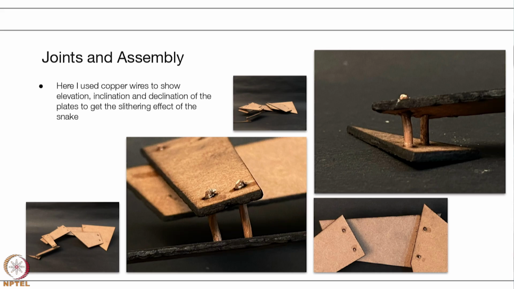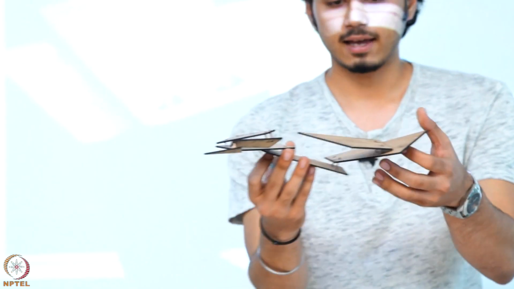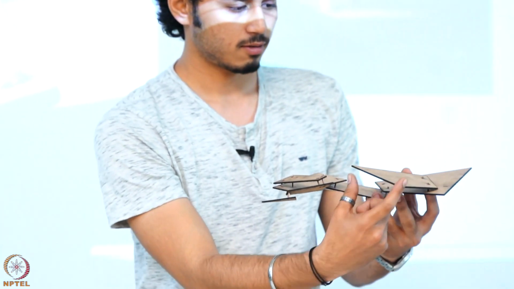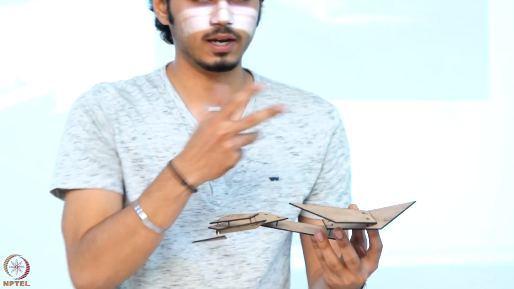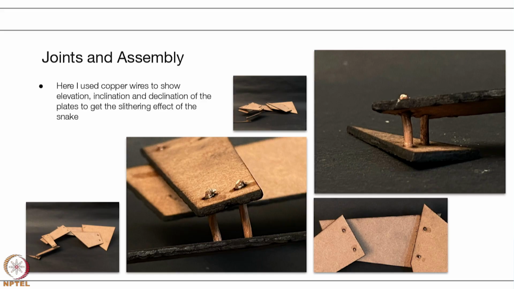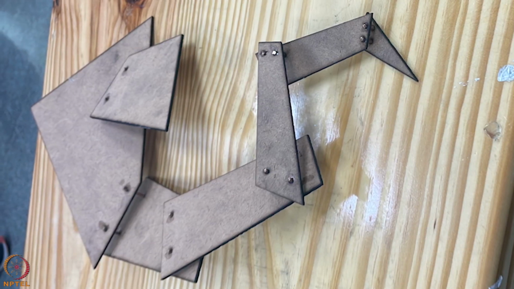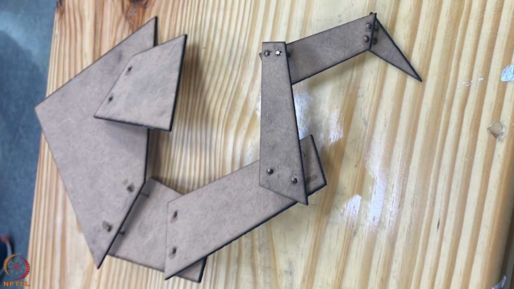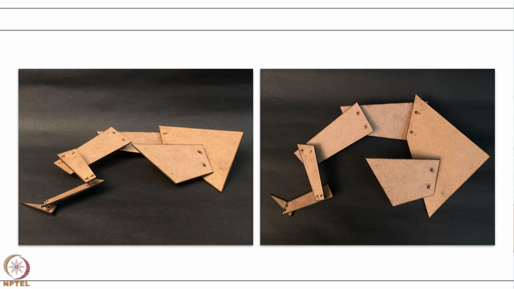Then the other task for me was how to show the angles and the joining of the two plates. Here I used small copper wire, as you can see over here. I used Fevikwik and gave this flat-looking slab a 3D angle and elevation, and I made that sculpture. This is the final one.